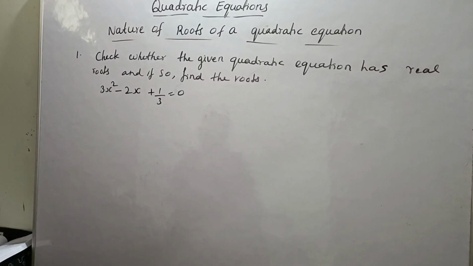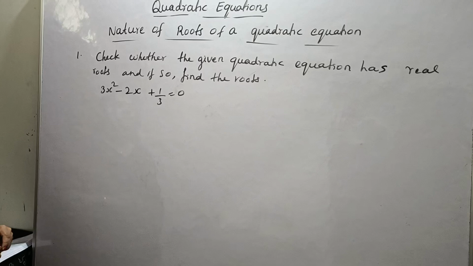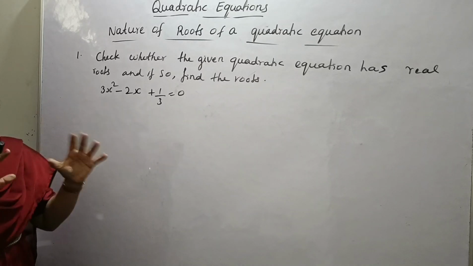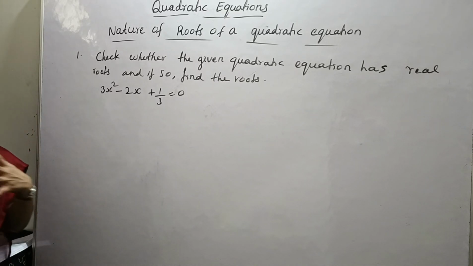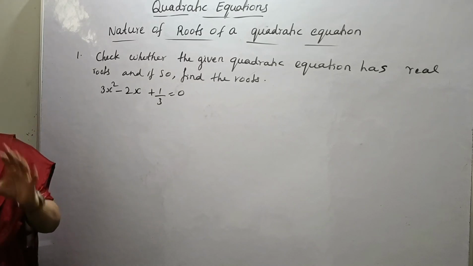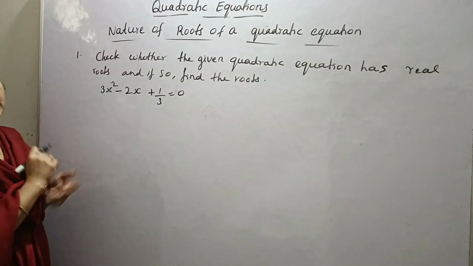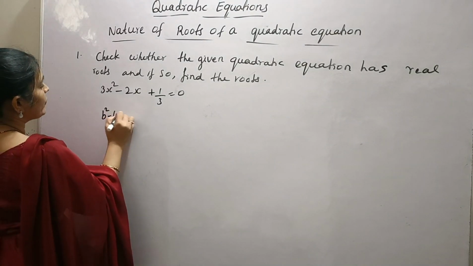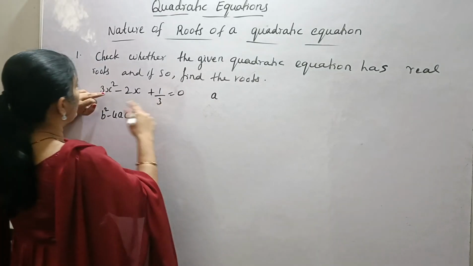First question: check whether the given quadratic equation has real roots, and if so, find the roots. The quadratic equation is given: 3x² - 2x + 1/3 = 0. First of all, we have to check whether this given quadratic equation has real roots or not. We know how to determine the nature of roots, so first find the discriminant, that is b² - 4ac.